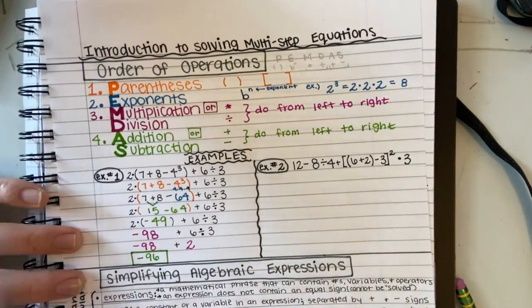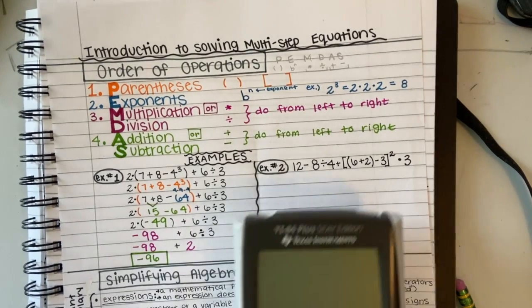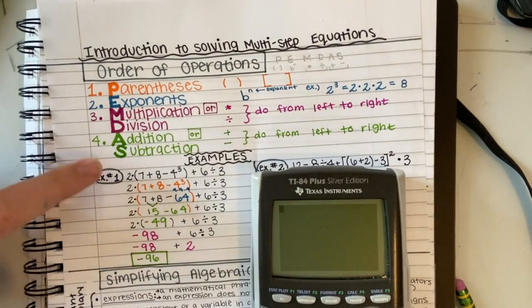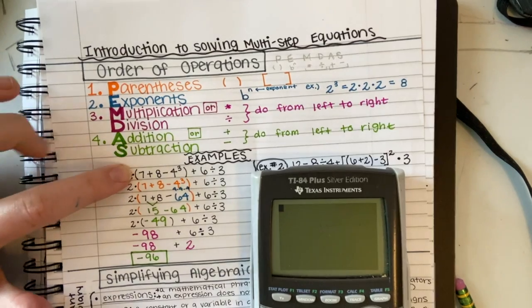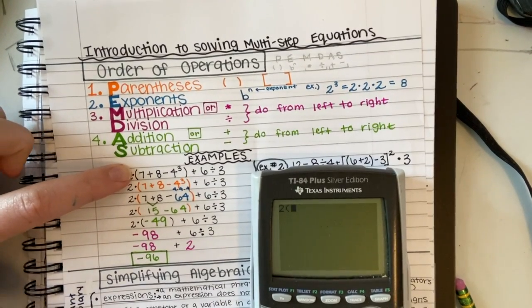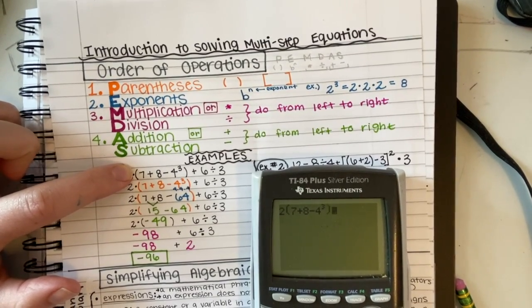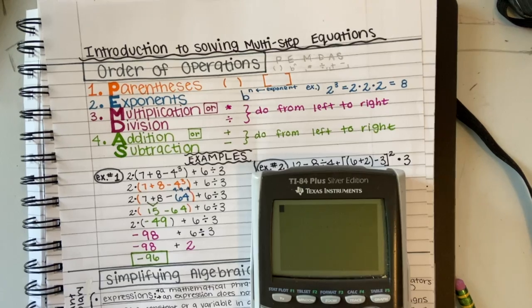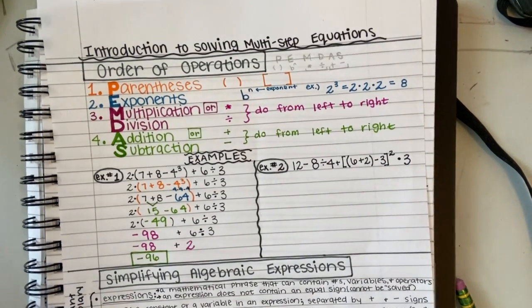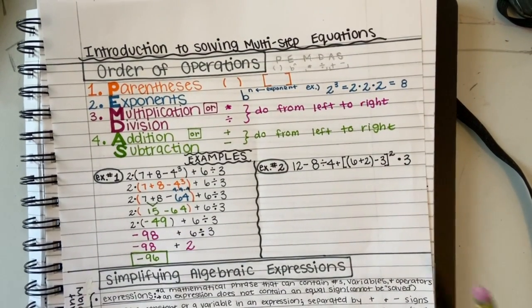I can always check myself with a calculator. If I type in exactly how the problem is laid out into my calculator, it can actually do the order of operations for me. And negative 96. So we got that one correct.